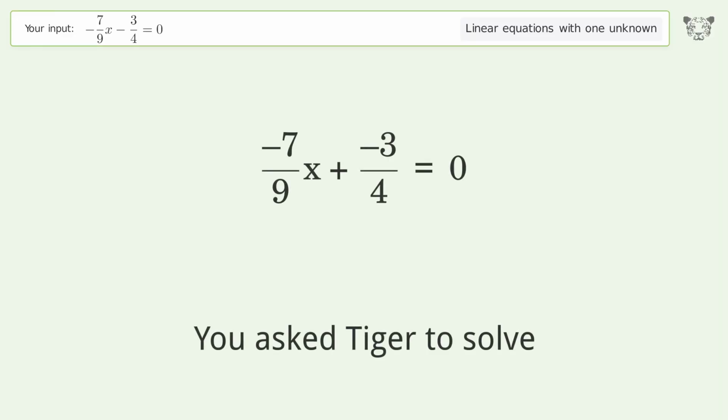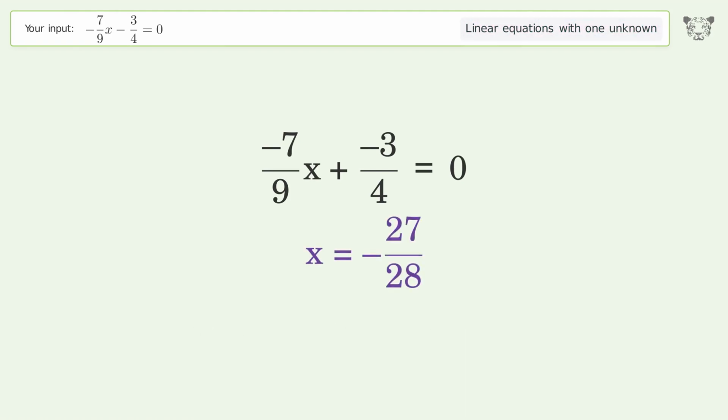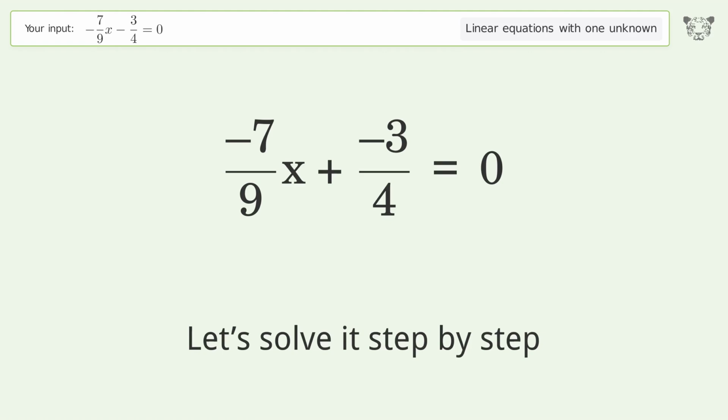You ask Tiger to solve. This deals with linear equations with one unknown. The final result is x equals negative 27 over 28. Let's solve it step by step.